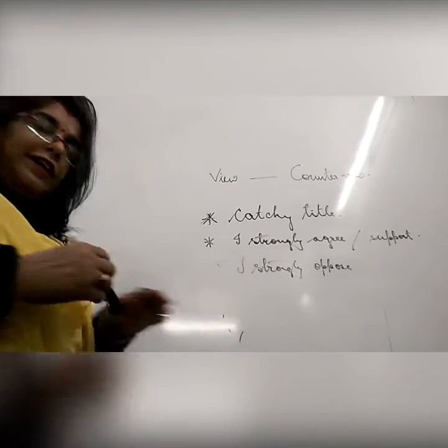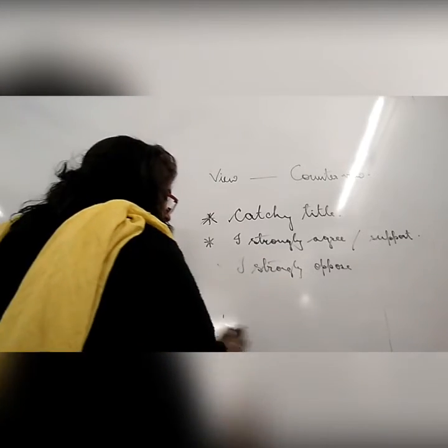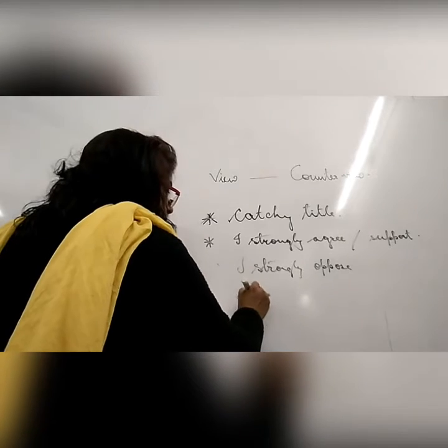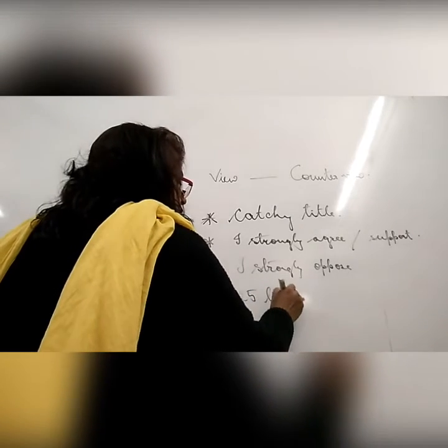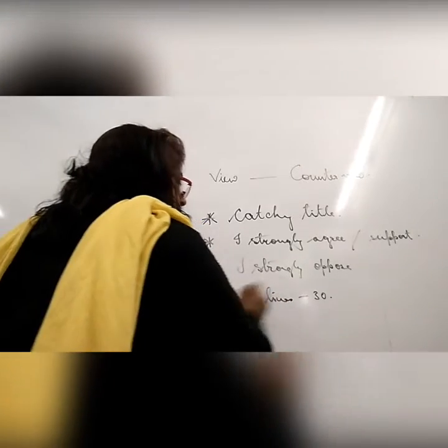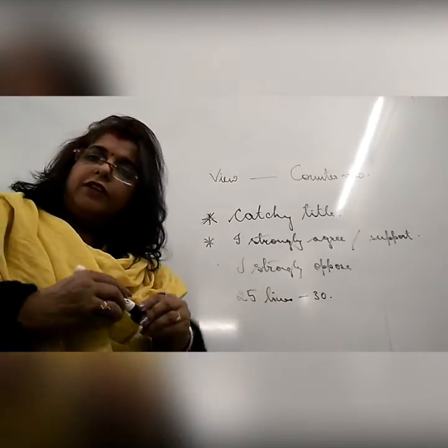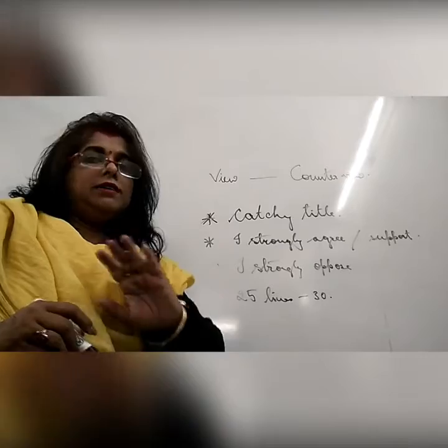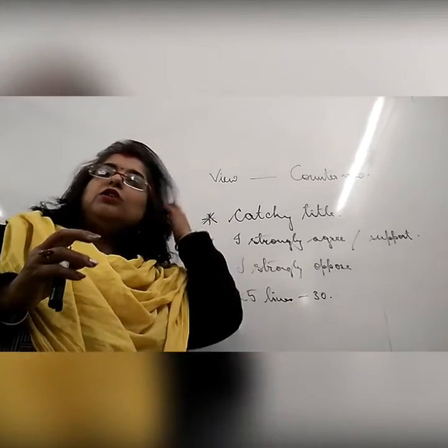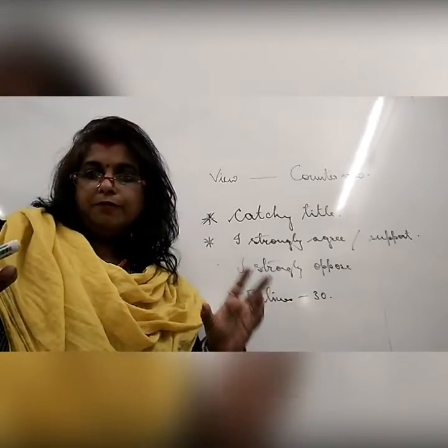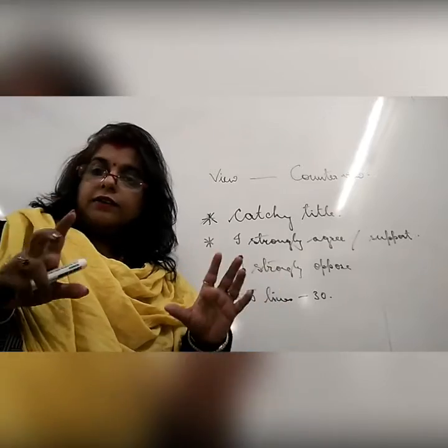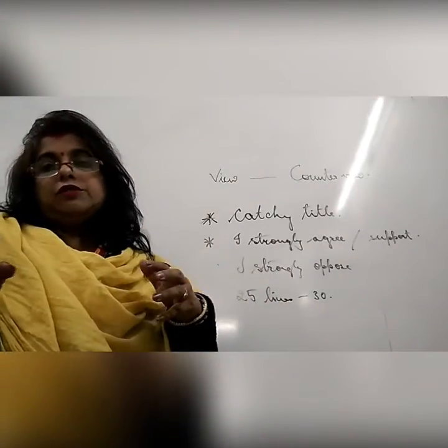This point you will continue for 25 lines. Go for 25 lines to 30 lines. Now it can be in one paragraph or it can be in two paragraphs. There is no conclusion. There is nothing like that. Directly you stop with your answer. That is in the view section or in the counter view section.